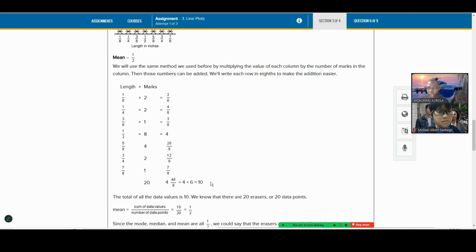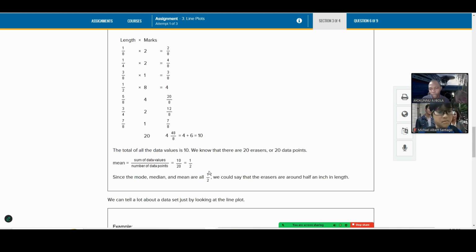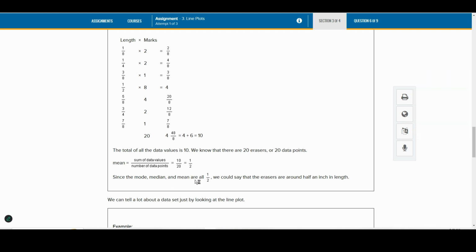So the mean, the addition is 10, then the total is 20, so 10 over 20, so the mean is going to be half. Since the mode, median, and mean are all half, we could say that the erasers are around half an inch in length.